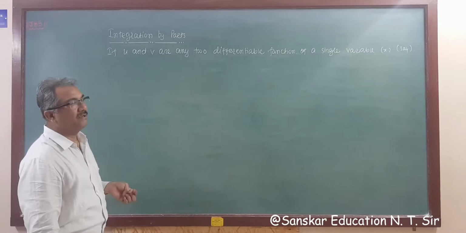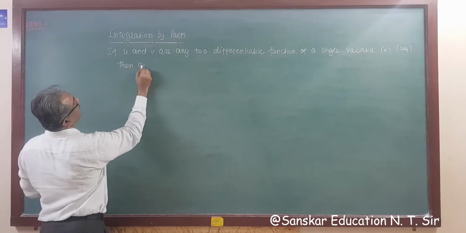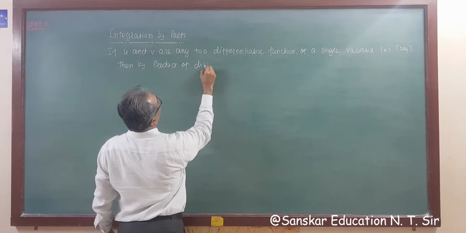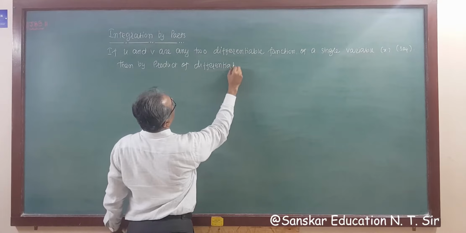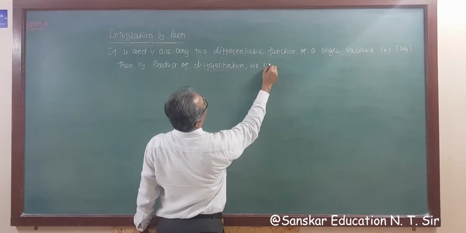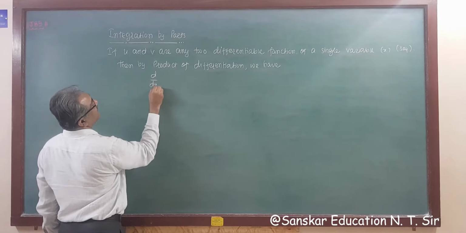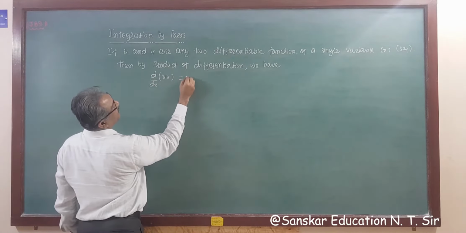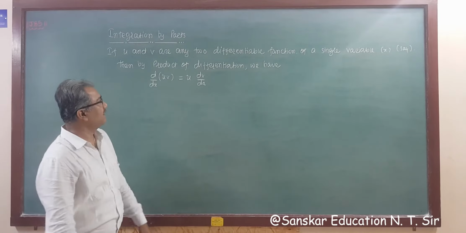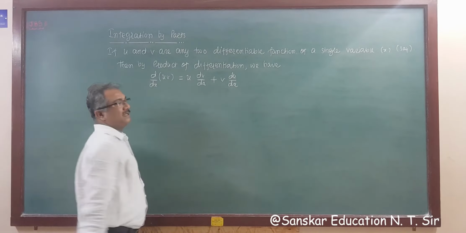Then by the product rule of differentiation, right, we have d/dx of u into v is equal to u dv/dx plus v du/dx. That is, v as it is and the differentiation of u. This is the product rule.